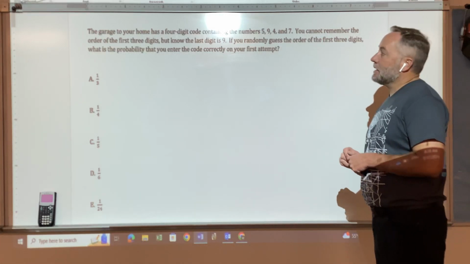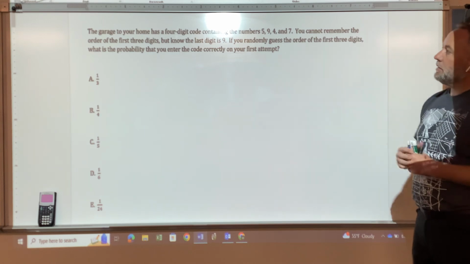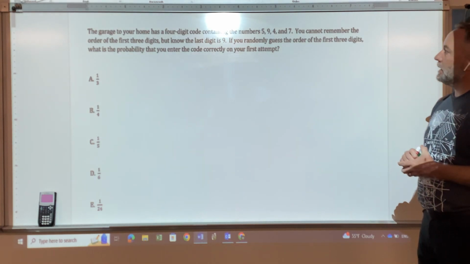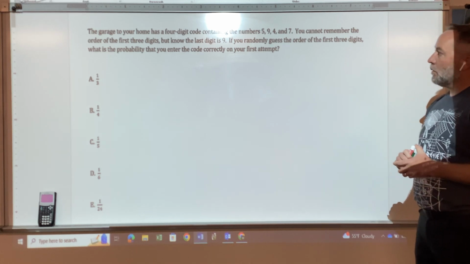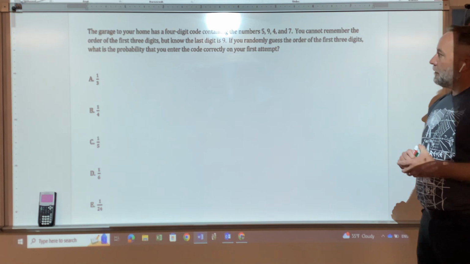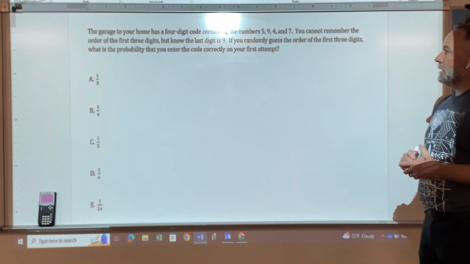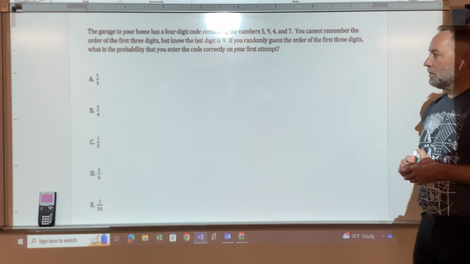This question is asking about our knowledge of probability. So let's take a look. The garage to your home has a 4-digit code containing the numbers 5, 9, 4, and 7. You cannot remember the order of the first 3 digits, but know the last digit is 9. If you randomly guess the order of the first 3 digits, what is the probability that you enter the code correctly on your first attempt?